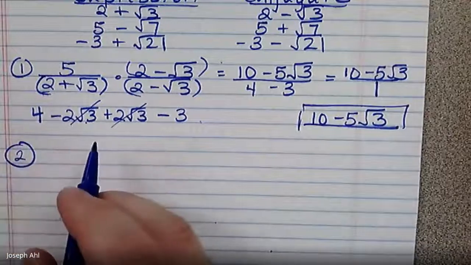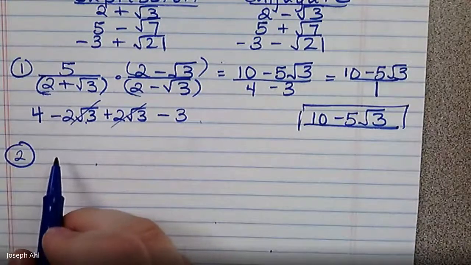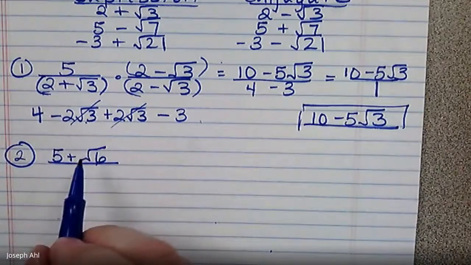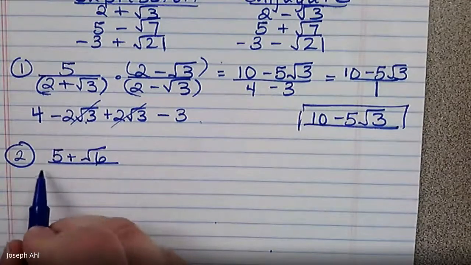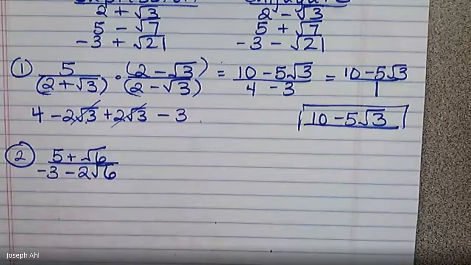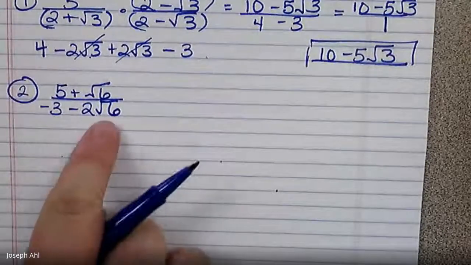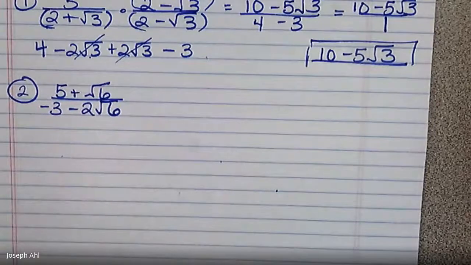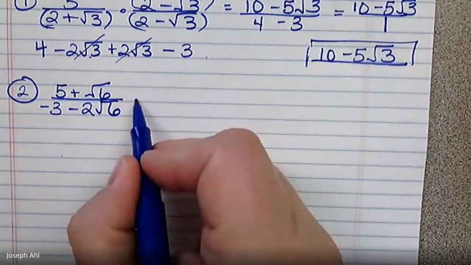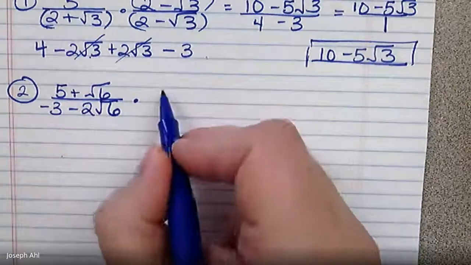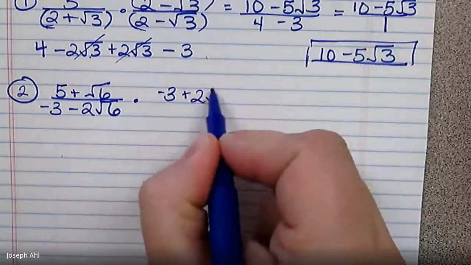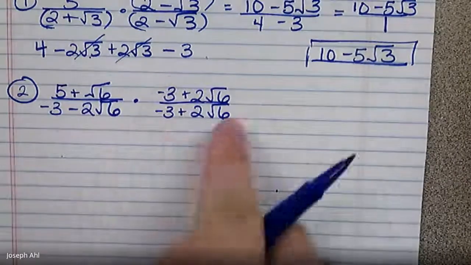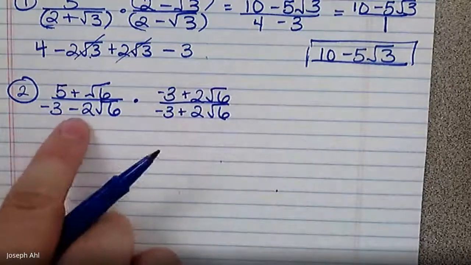Okay, let's try another one for practice just to make sure we got the idea of what's going on here. So if I have 5 plus radical 6 up top. Now I don't really care about the numerator's radicals, but when we have radicals in the denominator like this, we're going to have to multiply the top and bottom by the conjugate of the denominator to get there to be no more radicals in the denominator. So what is the conjugate of the denominator? In this case, it's going to be negative 3 plus 2 radical 6. Remember, keep the first sign the same, just change the middle sign from this expression.